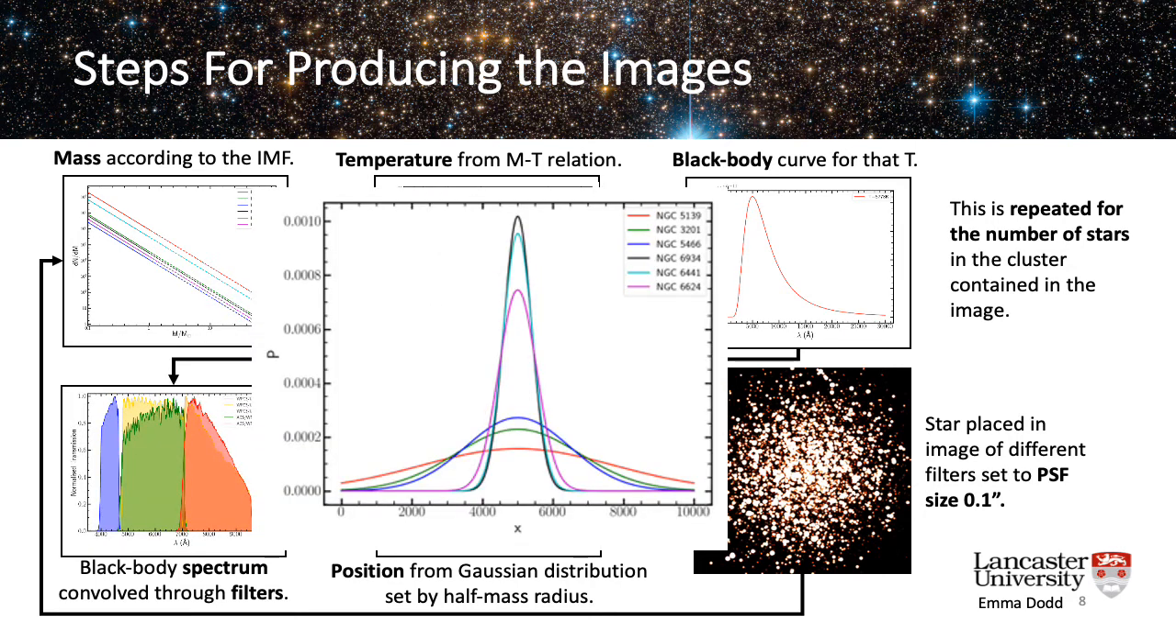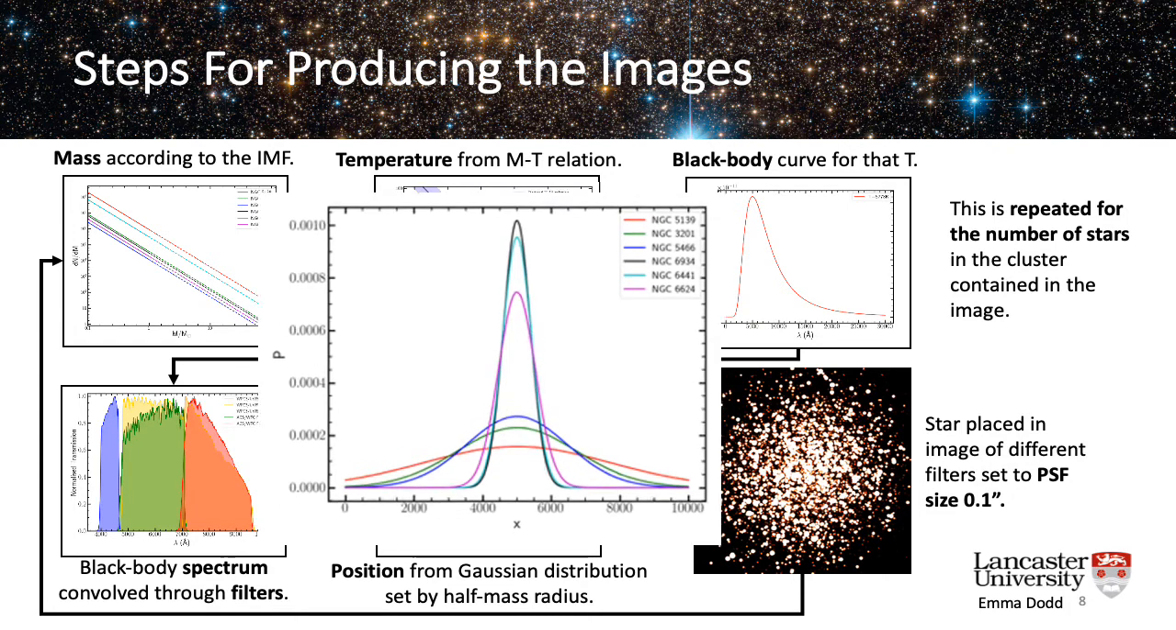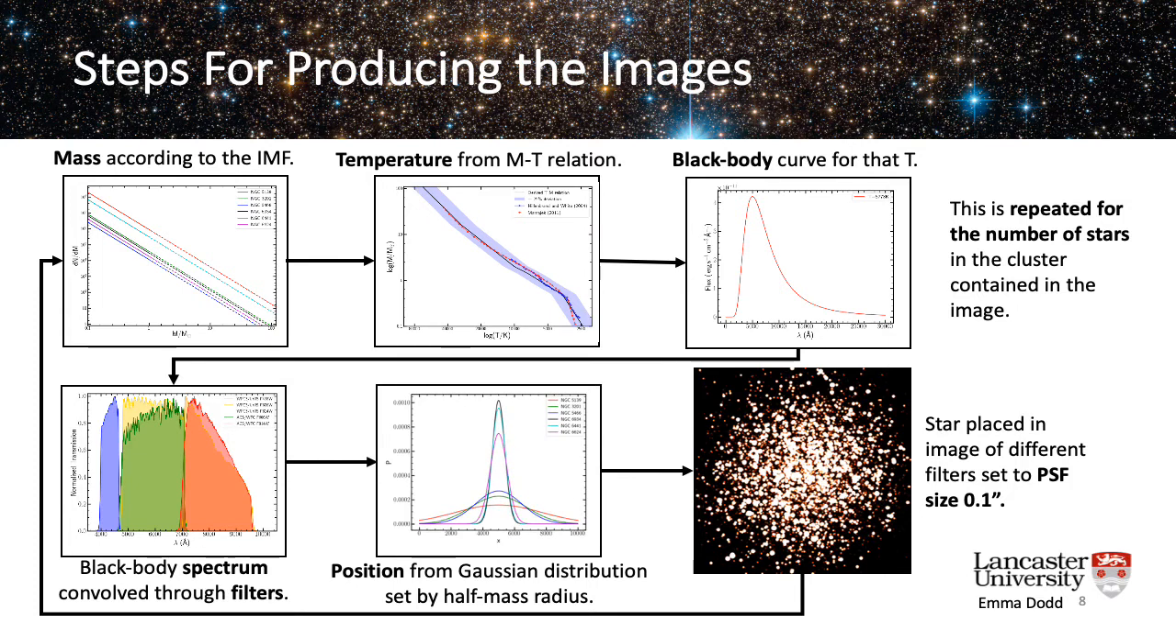Finally, each star is given a position according to a probability distribution derived by modelling the cluster as a Gaussian distribution using the half-mass radius from literature. This means that more stars will be in the central regions and the core, and less in the outskirts, as seen in reality. The star is then placed in the images with the size of the point spread function measured from the original Hubble Space Telescope data. And then this is repeated for the total number of stars in the cluster, which was found from integrating the initial mass function over all masses.